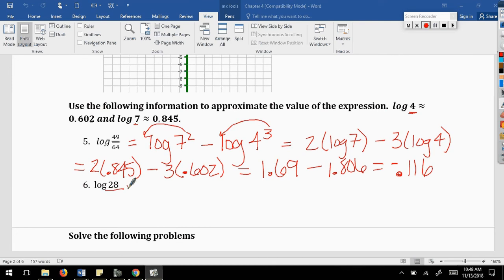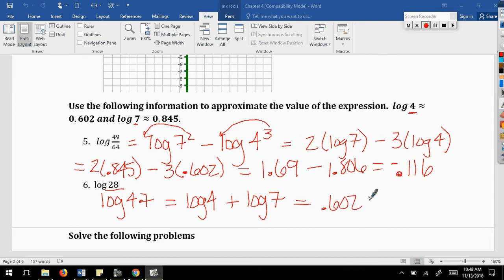Okay. Again, same thing here, 28. I think I will do 4 times 7. So that means I'm going to add the two together. So log of 4 is 0.602 plus 0.845, which will give me 1.447 for that value. Okay.